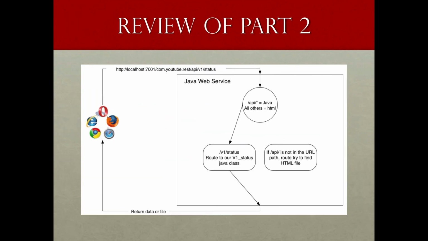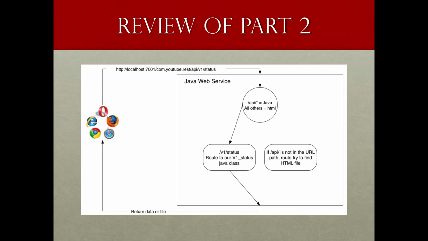Here is a simple diagram of what we have built so far. From any web browser, we can enter the URL of our Java REST service. In this example, we are looking for the status resource. Once the HTTP request has been sent, the API will receive the request and start deciphering the URL. In our web.xml file, we specified that any URL with the word API will automatically be routed to our Java code. Since the word API does exist in our example, this request will be routed to our Java code.